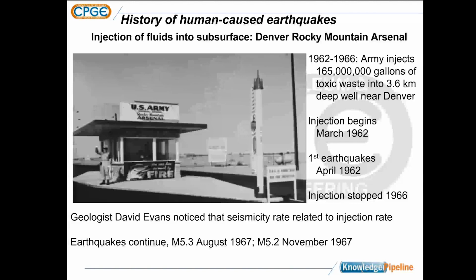The Army had a waste disposal well at an institution called the Rocky Mountain Arsenal, and they had injected some 100 million gallons of toxic waste into this well, which is 3.6 kilometers deep near Denver. Now, no one's ever said exactly what they were injecting, but the word on the street is that it was things related to the manufacture of nerve gas. Anyway, they began injecting in March of 1962. People began feeling earthquakes in April of 1962, and a geologist named David Evans noticed that the seismicity rate was related to the injection rate, more injection, more earthquakes.